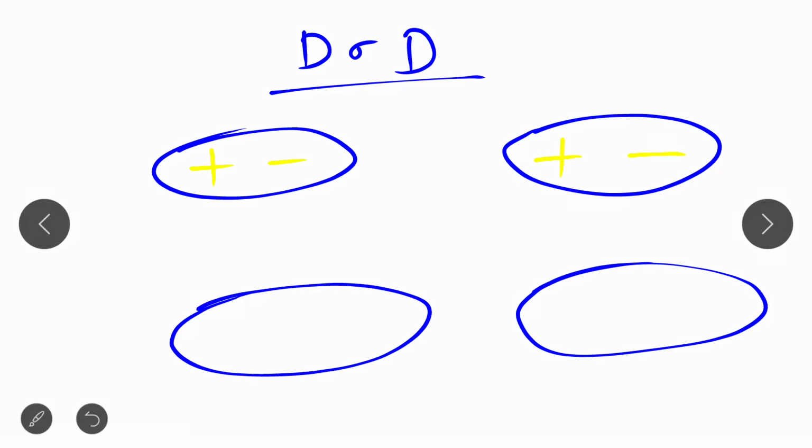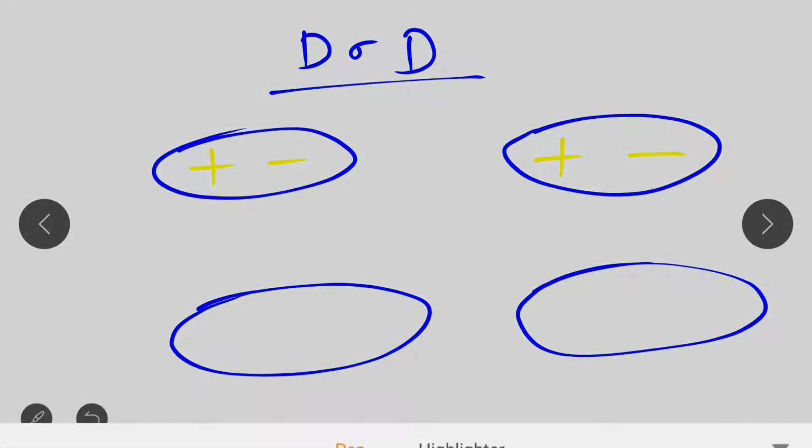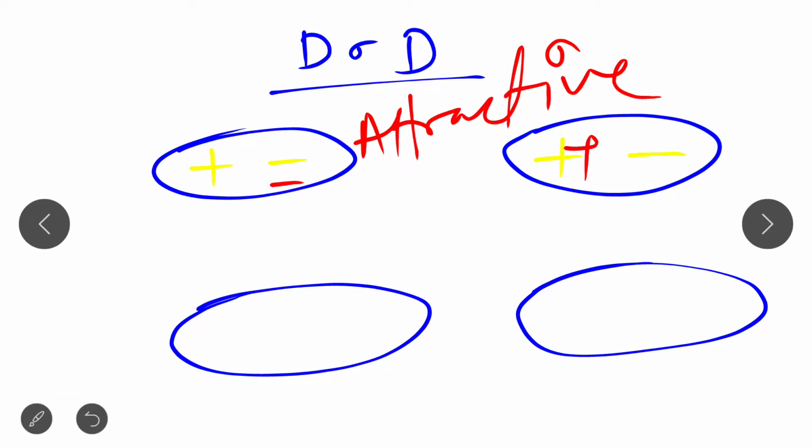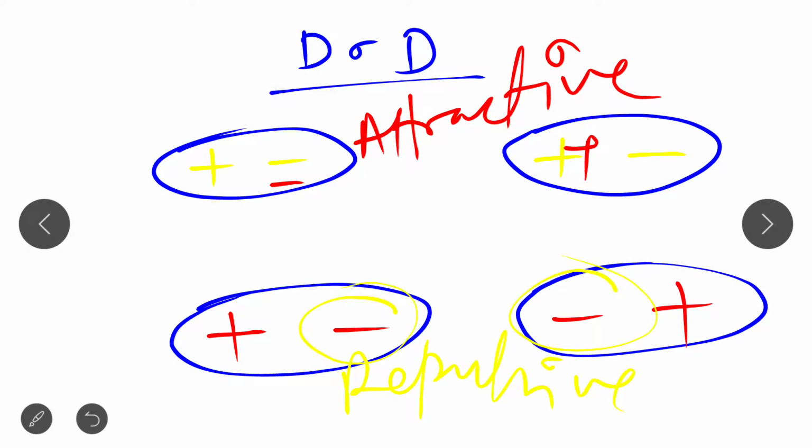So in this case the dipole interaction is of attractive type, as it contains opposite charges, while in this case the molecule is of repulsive type because it contains the same charge. So basically van der Waals interaction shows both attractive as well as repulsive forces. So this is the first type.